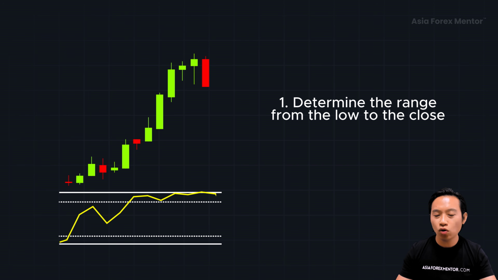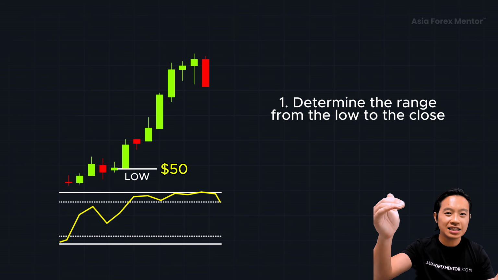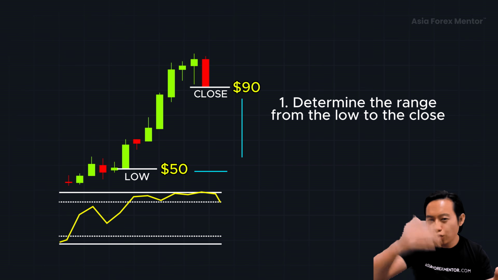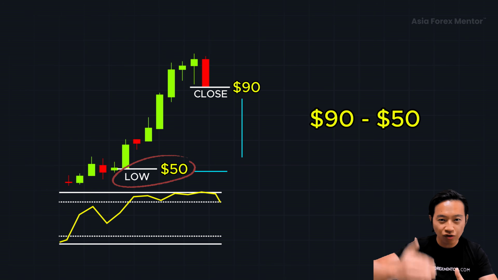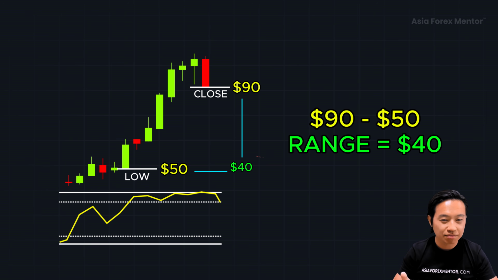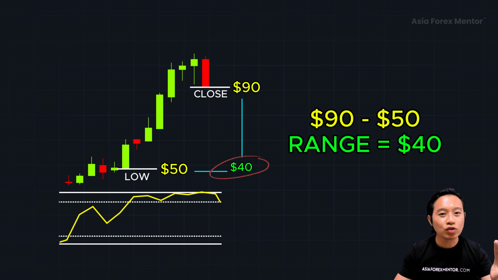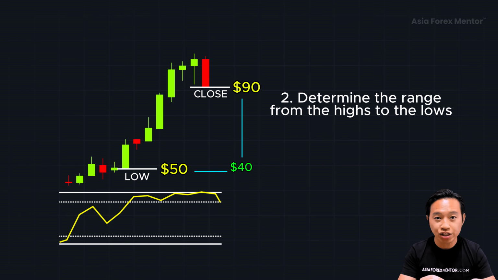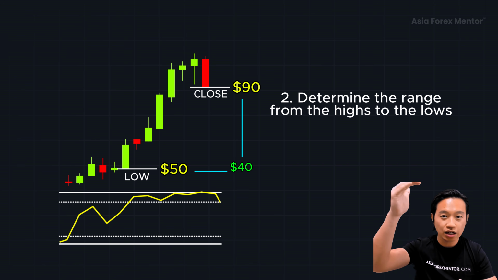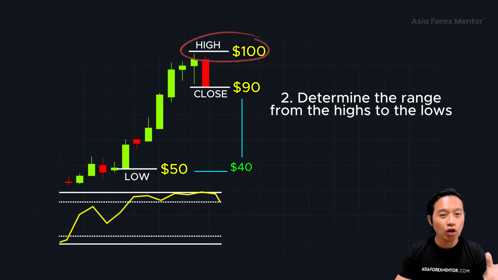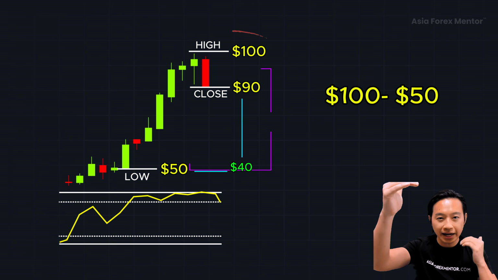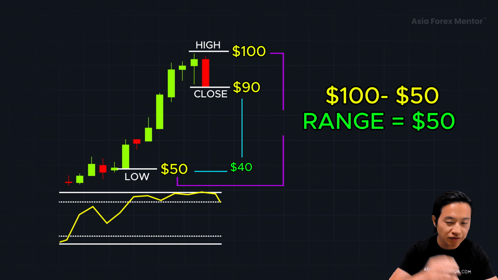In this example, the low price is $50. The closing price is $90. So the range is $90 minus $50, which is $40. Okay, that's step number one. Step number two, you determine the range from the high to the low. In this case, the high price is $100 and the low price is $50. So the range is $100 minus $50, which is $50.